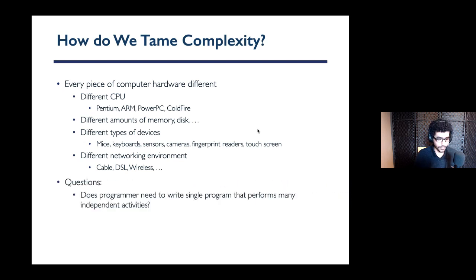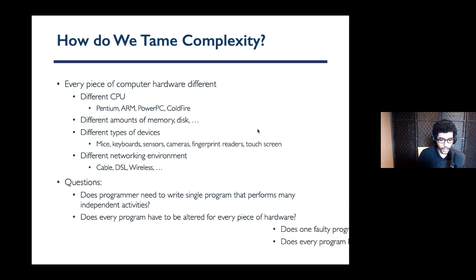So there are questions now we have to ask. Are we asking programmers to write different programs for different hardware? Is that what we're seeing? Do we need to alter our programs for every new piece of hardware that comes? Like, let's say tomorrow Intel introduces a new processor. Are we going to go back and change all the applications we wrote?